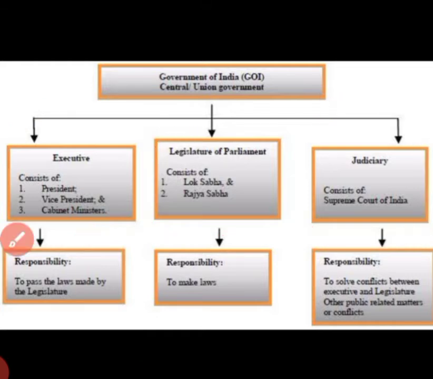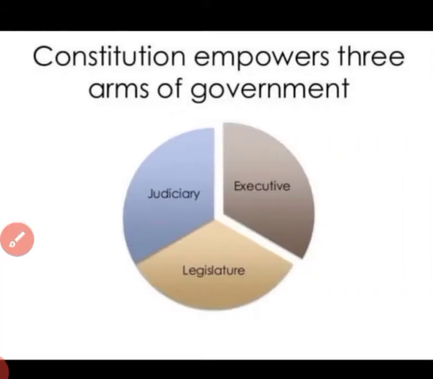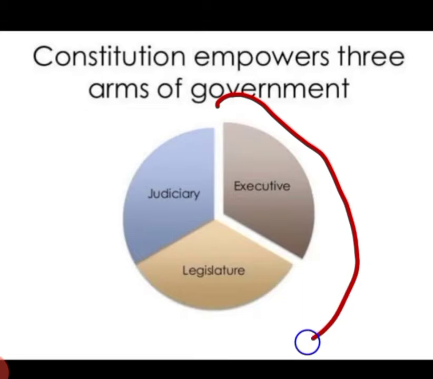But now, as I was telling you, the two organs of the government, that is the executive and the legislature, are interrelated to each other. Now I will come to that point. How are these interrelated? See, students, the leader of the majority party in the Lok Sabha, the lower house of the parliament or lower house of the legislature, becomes the executive, or he or she becomes the prime minister.